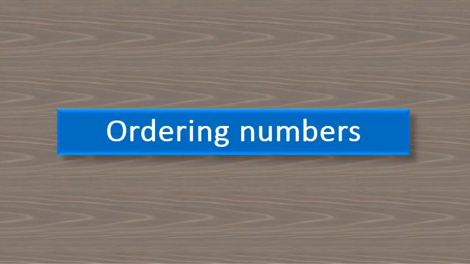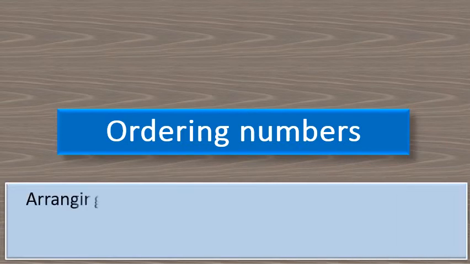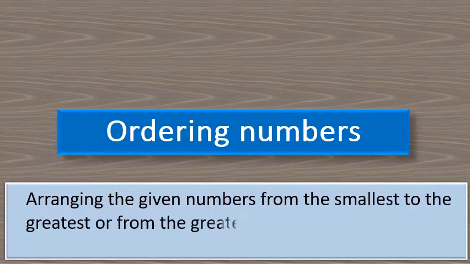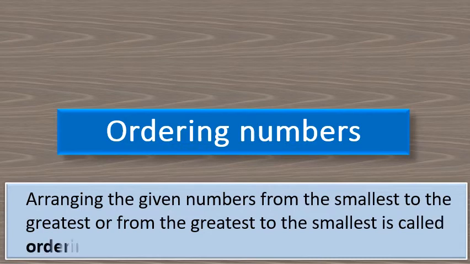Ordering numbers. First, let us know the meaning of ordering numbers. Arranging the given numbers from the smallest to the greatest or from the greatest to the smallest is called ordering numbers. Or in simple terms, arranging the given numbers in increasing order or in decreasing order is called ordering numbers.